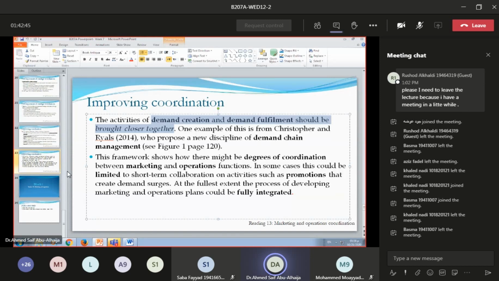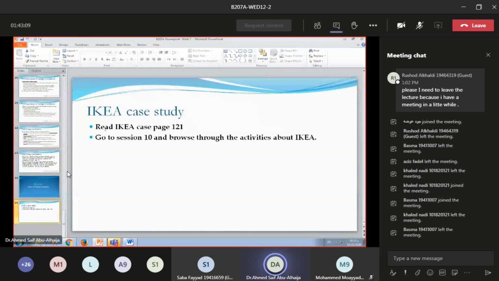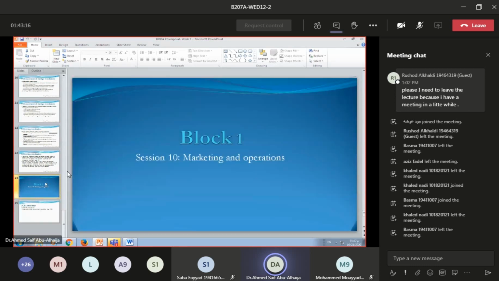Here they told you to check one figure on page 120. So please check the figures they told you about. Okay, remember that. They talk about the framework in the figure on page 120. So please read it and check it. And if you have any question, you can ask me about it. Okay, guys, do you have any question? They told you also to read the IKEA examples. So please read it, okay? Once they say read, go and read. Check the case.